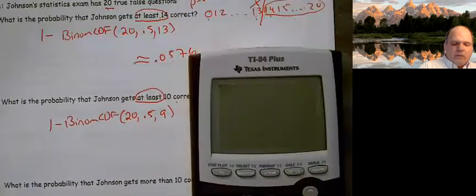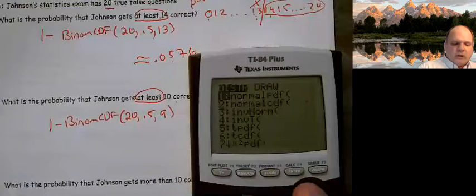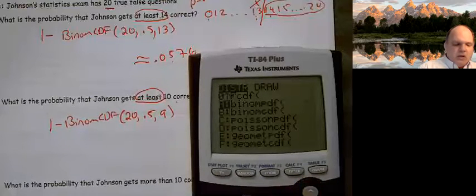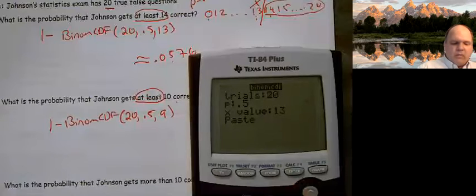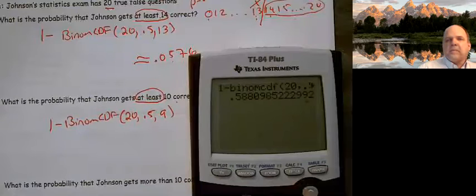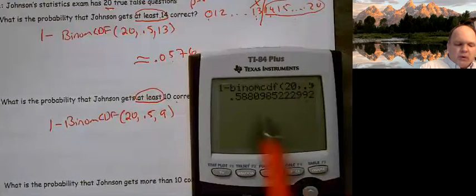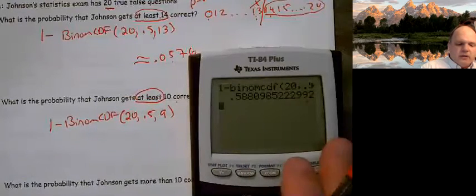So 1 minus second vars binomial CDF, 20, 0.5, X value of 9. I check to make sure I got the right answer on the previous one. I didn't list it, so I don't have a check value. So this one I get 0.588.